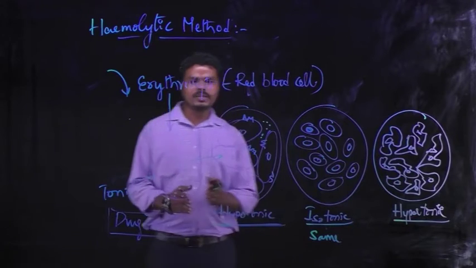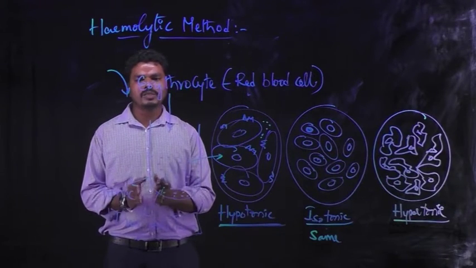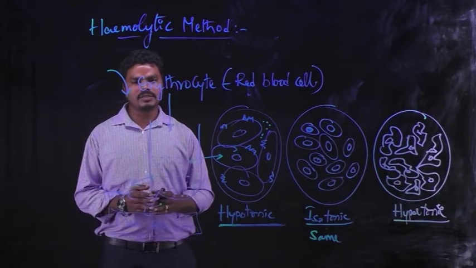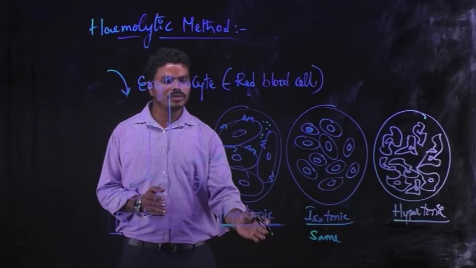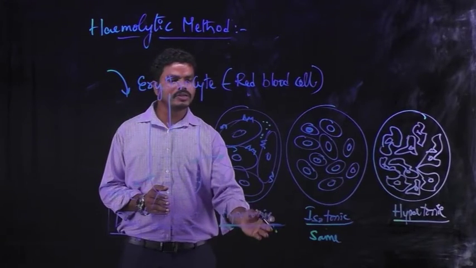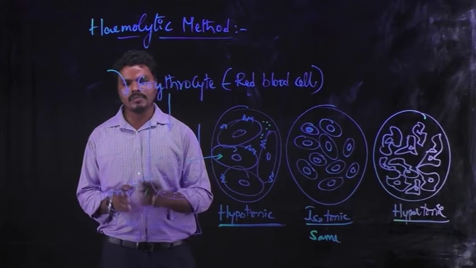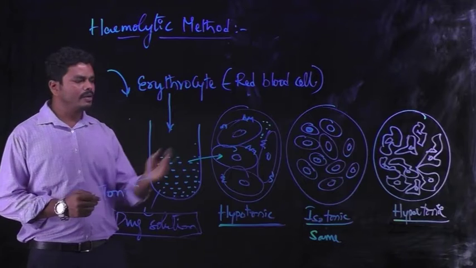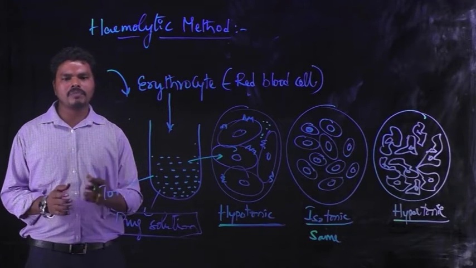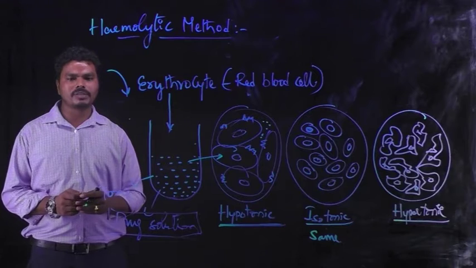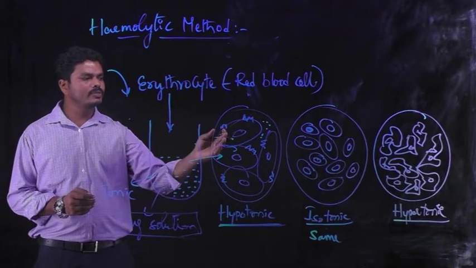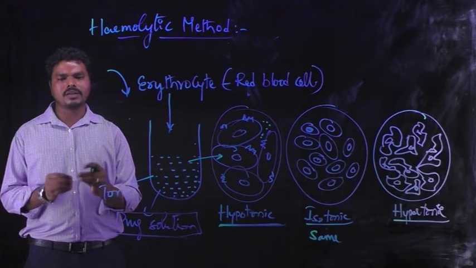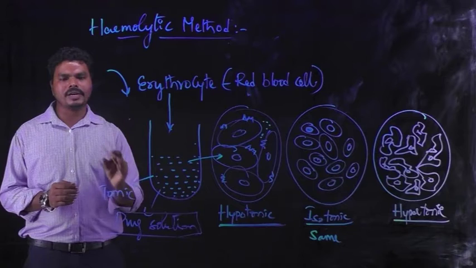Understood? The solutions which have a low osmotic pressure compared to the osmotic pressure of the red blood cells are called hypotonic solutions. In hypotonic solutions, the red blood cells will appear bulky and eventually they are subjected to bursting. And solutions which have the same osmotic pressure as that of the red blood cells, in that type of solution the red blood cells will appear the same. That means the natural appearance of the red blood cells is retained.